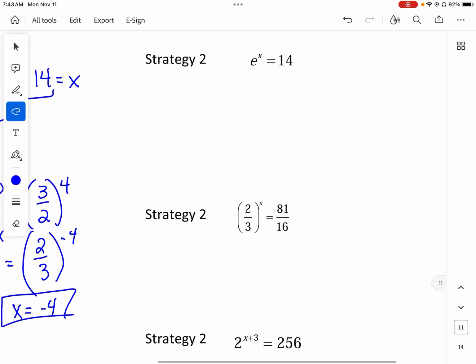And for the next strategy, what we could do is log base 2/3 of 16/81 equals x. Put that into the calculator, and x equals negative 4.